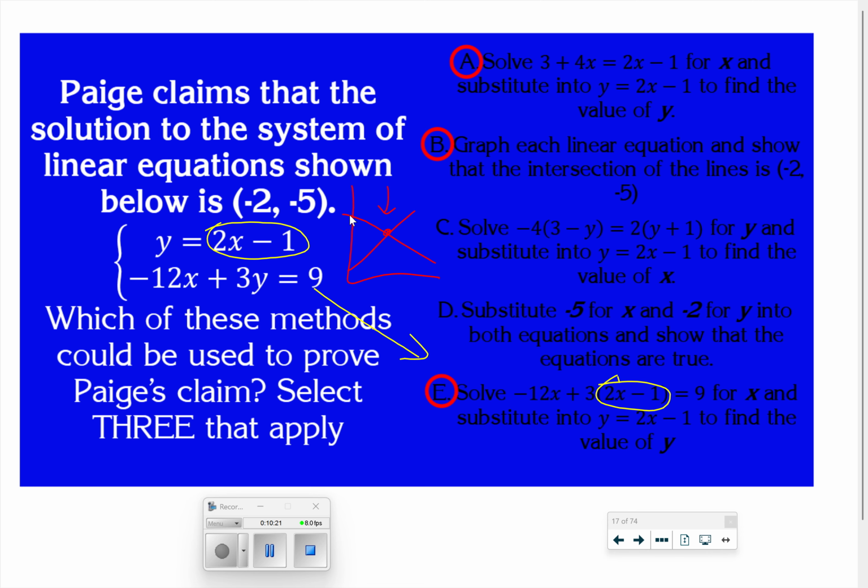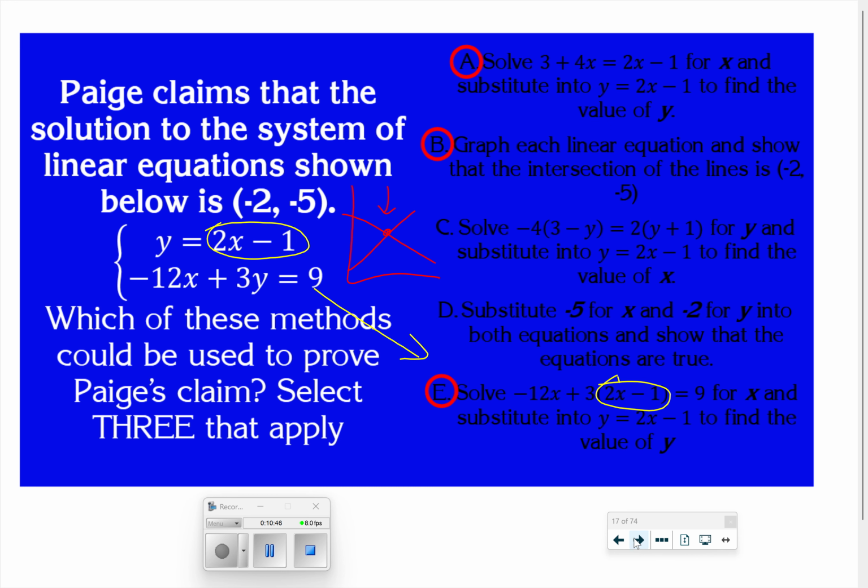Now another way to do it is to take that 2x minus 1 and plug it in for y right here. Okay, and if you do that, it'll look like this: -12x plus 3 times (2x minus 1), which is the y, is equal to 9. And then solve for x. Okay, and then find the value of y.